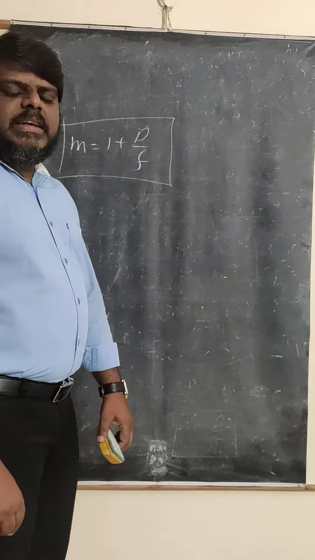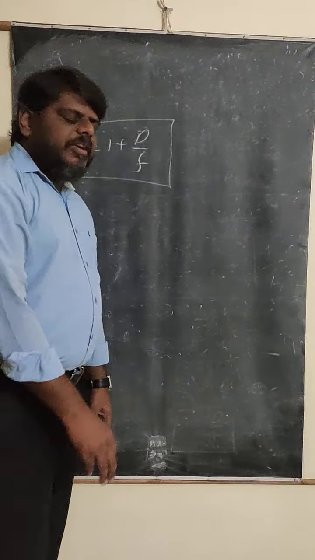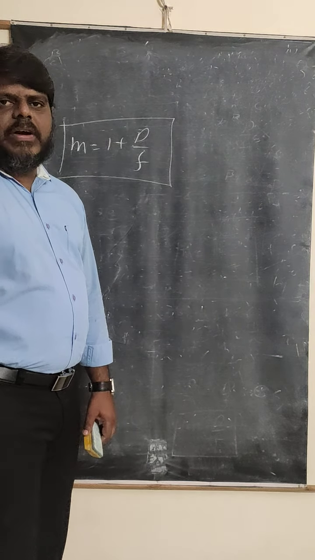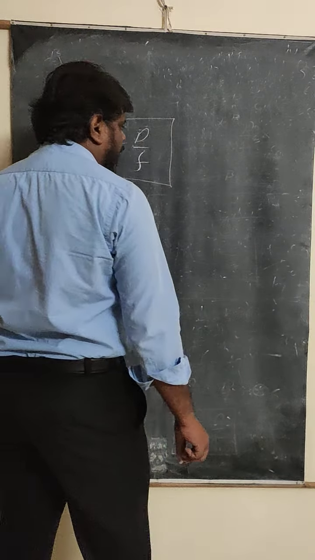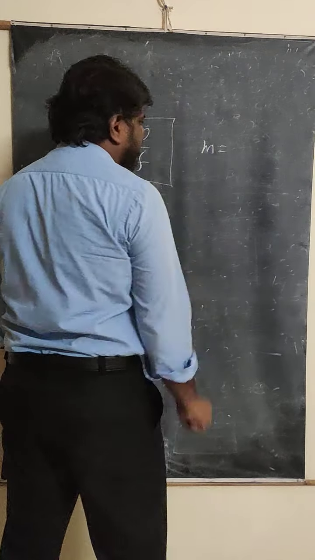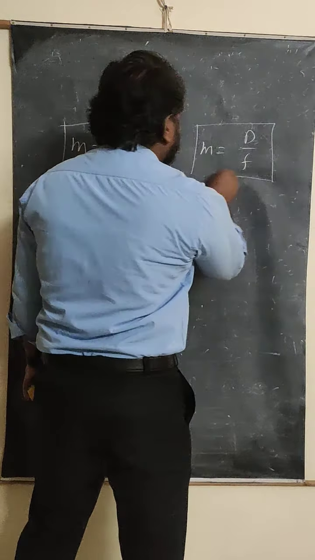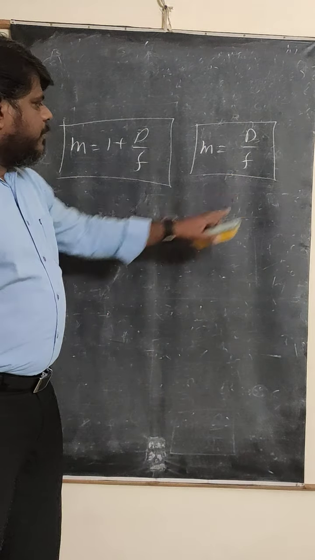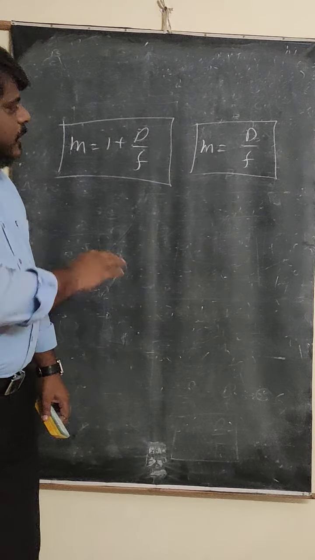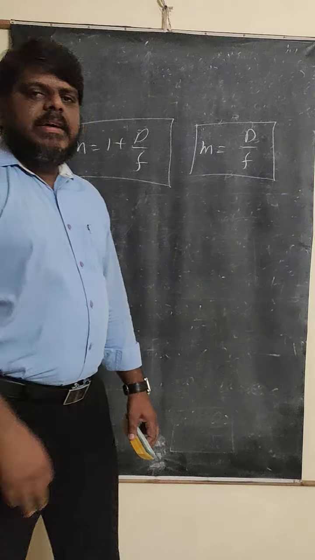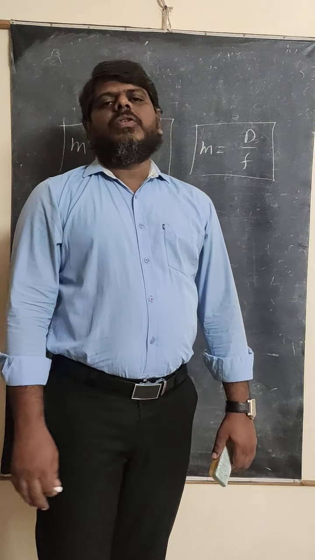D represents the least distance of distinct vision. That value is constant, and f represents the focal length. Next is the far point. At the far point, the magnification we calculated is m equals D by f. So this is at the far point and this is at the near point. You must remember these two formulas for the compound microscope also.